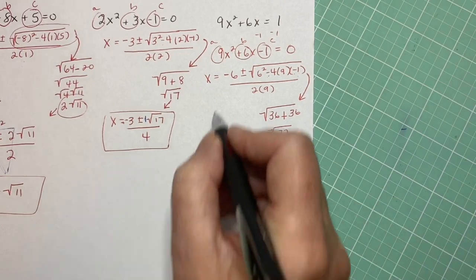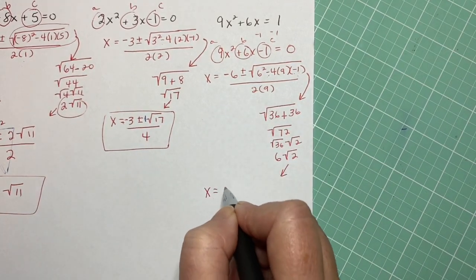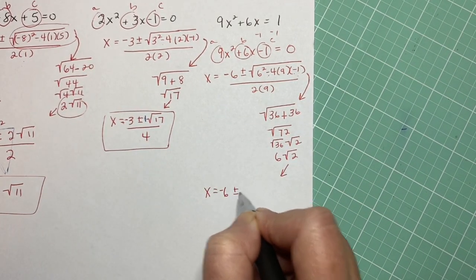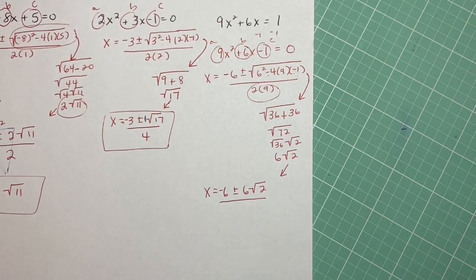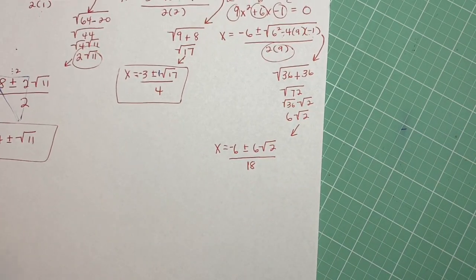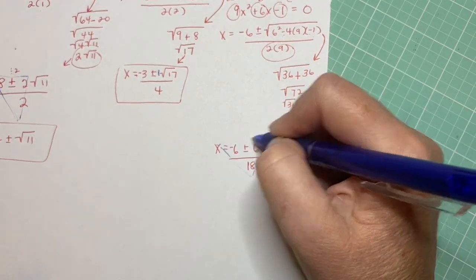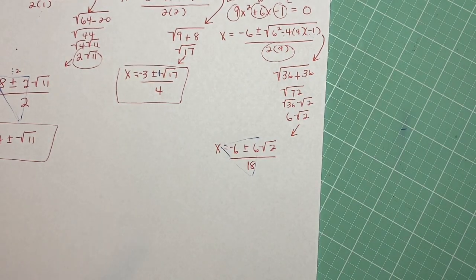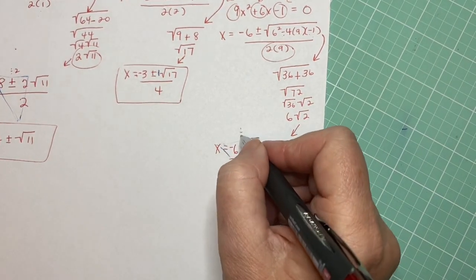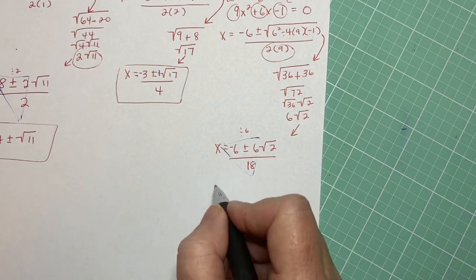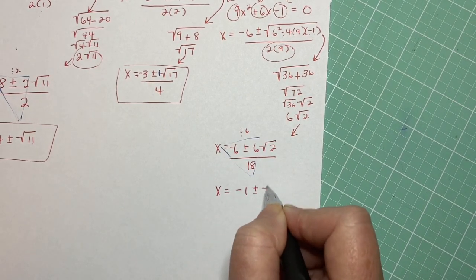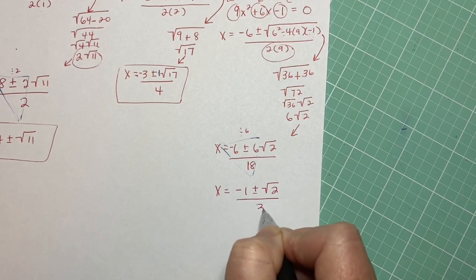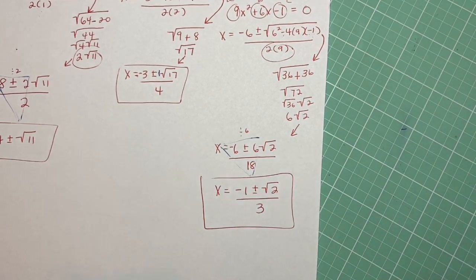So we're going to plug it back in the formula. So x equals a negative 6 plus or minus 6 square roots of 2 over, don't forget the bottom, 2 times 9 is 18. Then we look at our triangle here. Because they all have a 6 in common, we can divide them all by 6. And our final answer is going to be x equals a negative 1 plus or minus the square root of 2 over 3. And that's your final answer.